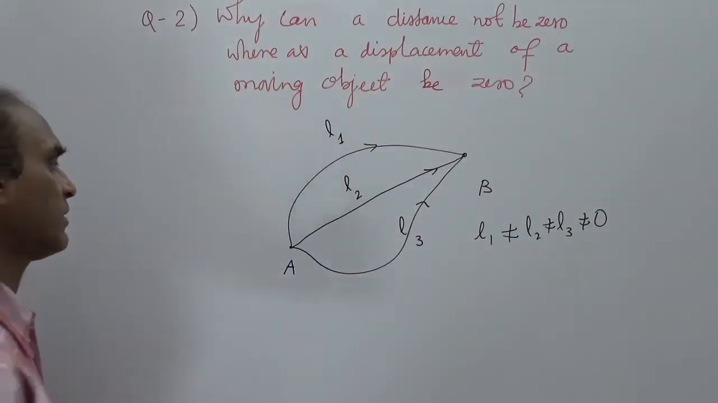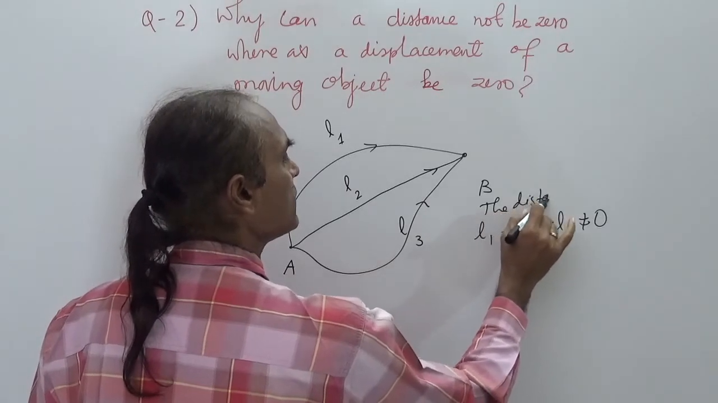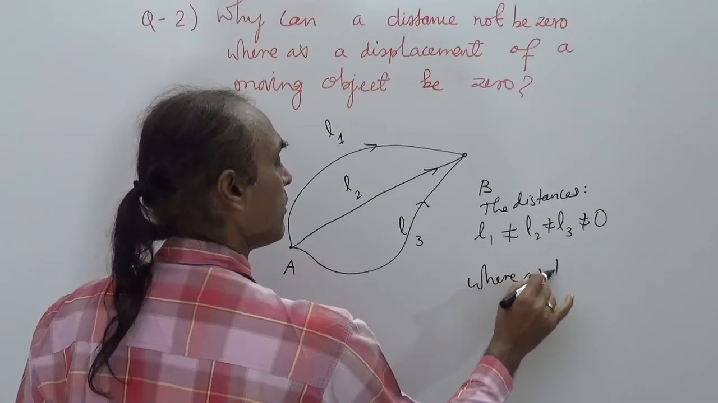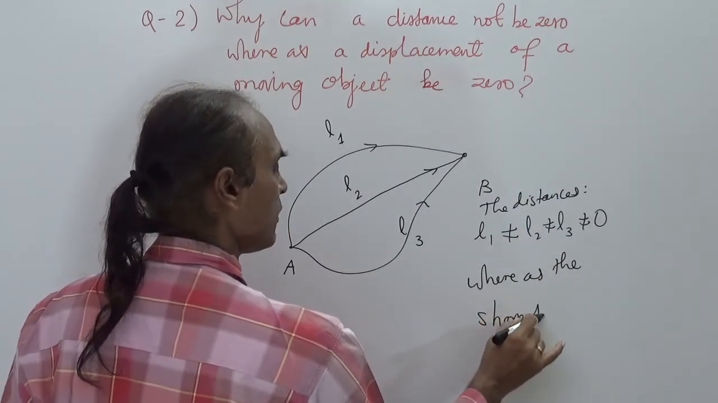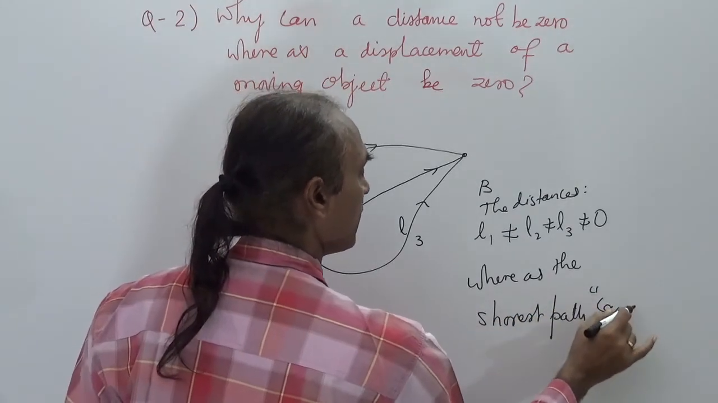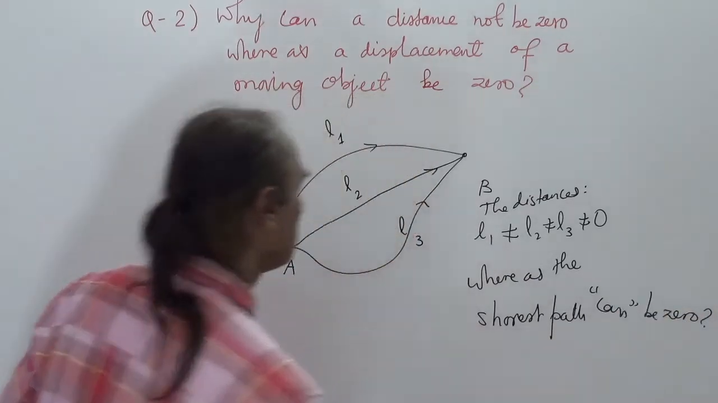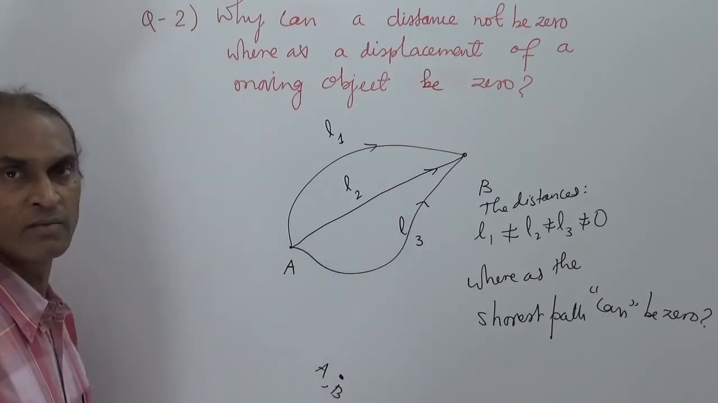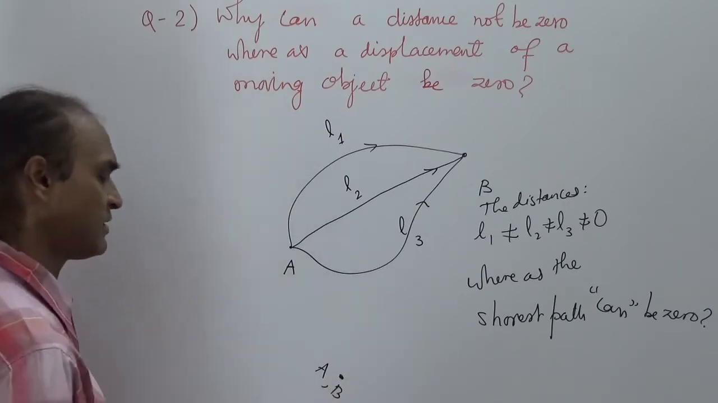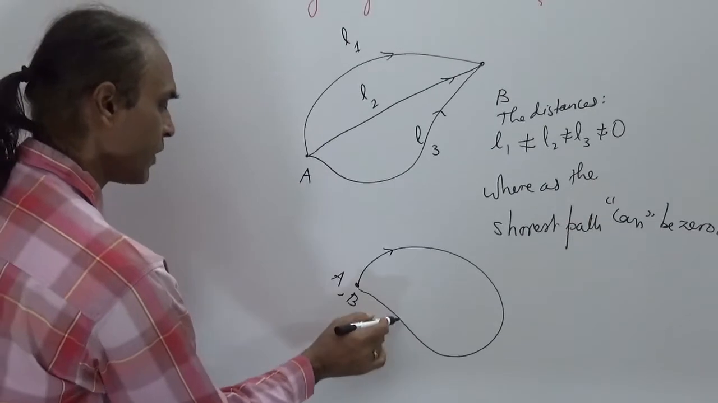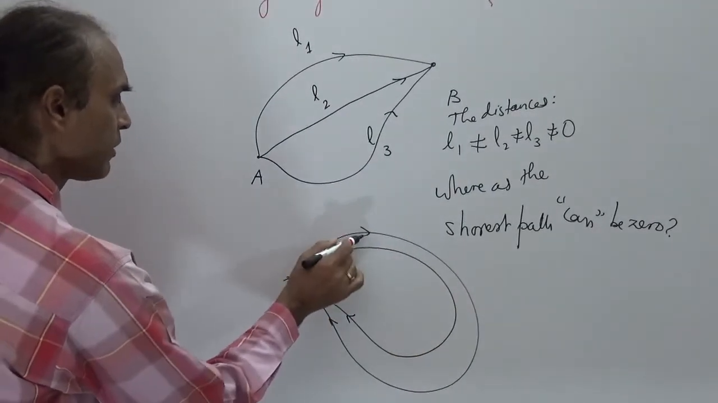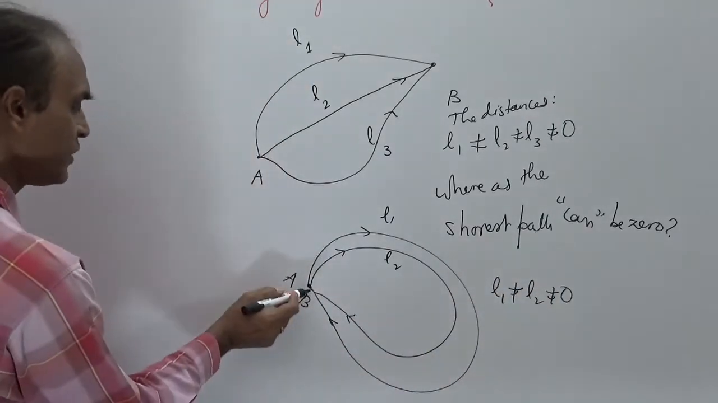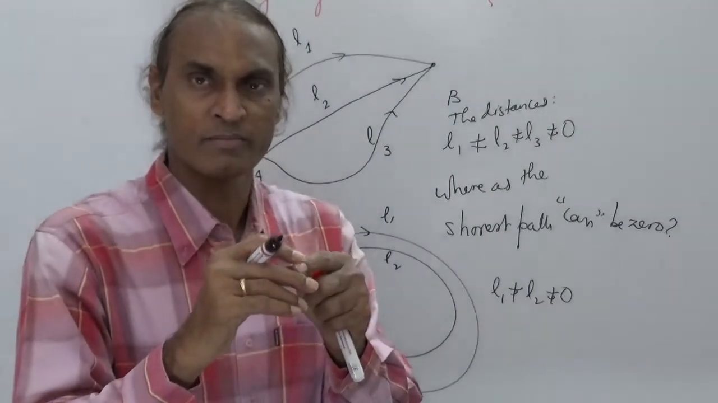How can we say this? The distance, meaning the length of the path covered, cannot be zero, whereas the shortest path can be zero. How? If you imagine the initial position and the final position at the same place, then you can move in this way, you can move in this way. The length cannot be zero. However, the shortest distance between these 2 points, when these 2 points coincide, can be zero.